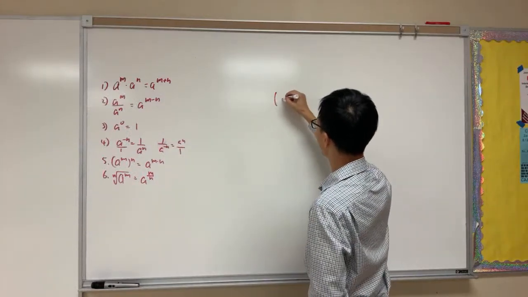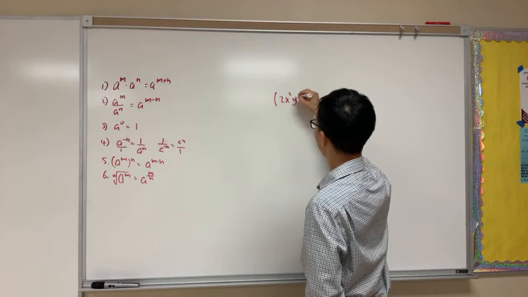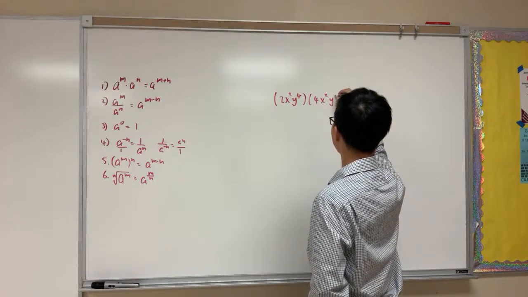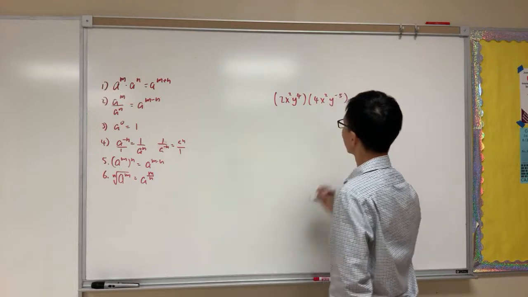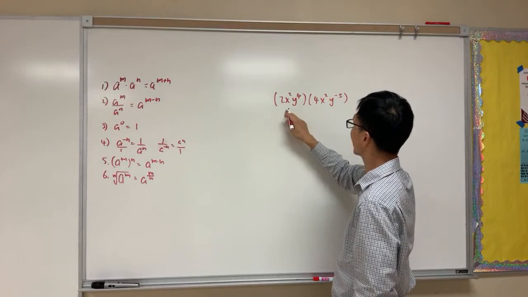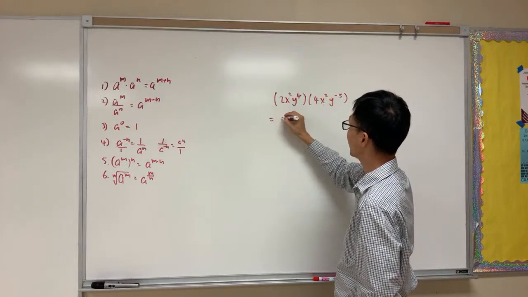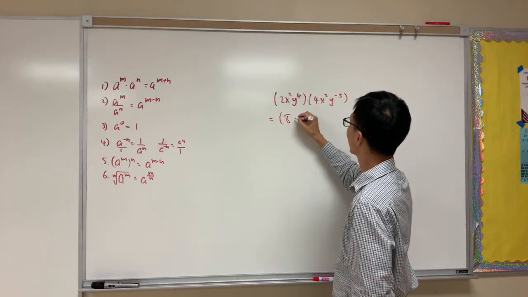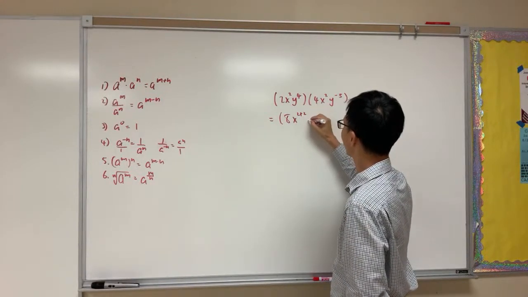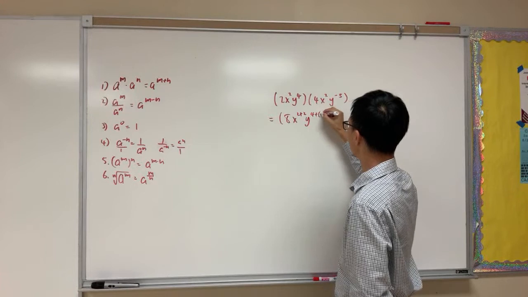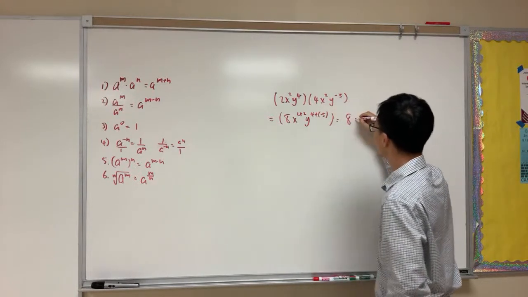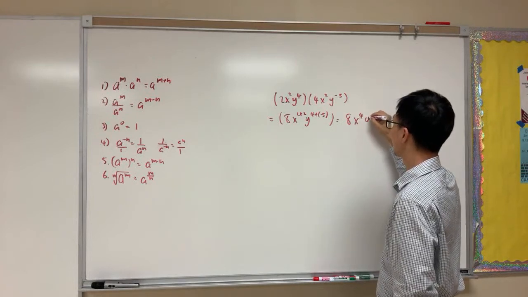Let's go through the first example, 2x squared y to the 4th times 4x squared y to the negative 5. If I multiply those two together, I make sure the 2 and 4 multiplied together give me 8. x squared times x squared, so it'll be 2 plus 2, y to the 4 plus negative 5. And that's equal to 8x to the 4th, y to the negative 1.